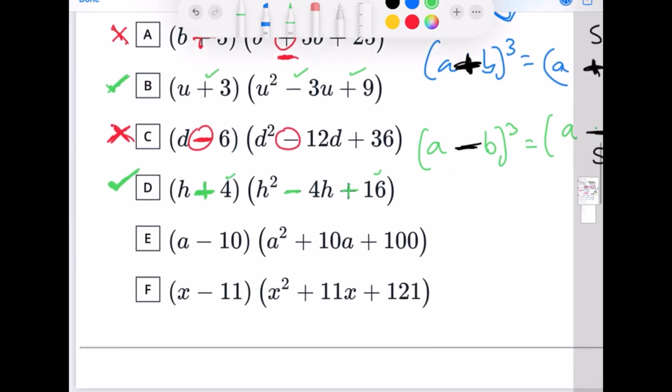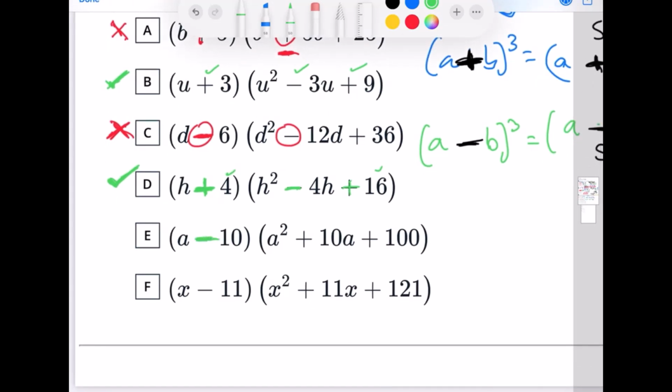It's like the same thing over here. I have a minus sign, so again, same, opposite. This is opposite, that's good. And always positive. Good. If my b value is 10, so this is going to be 10 squared, which is 100, that works.